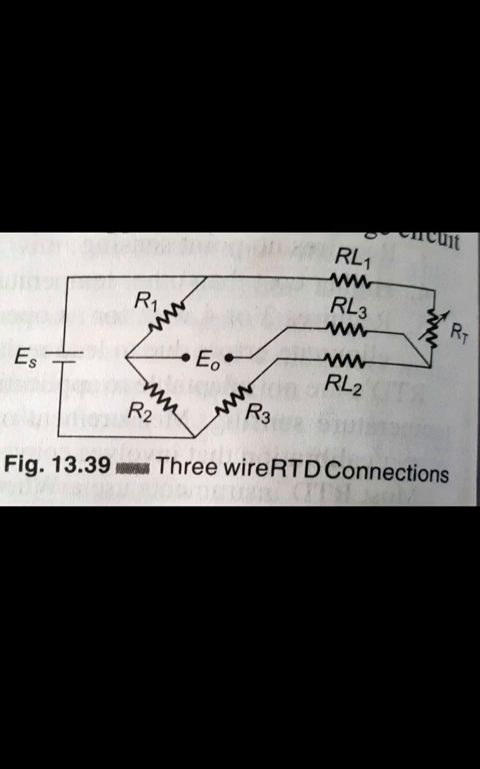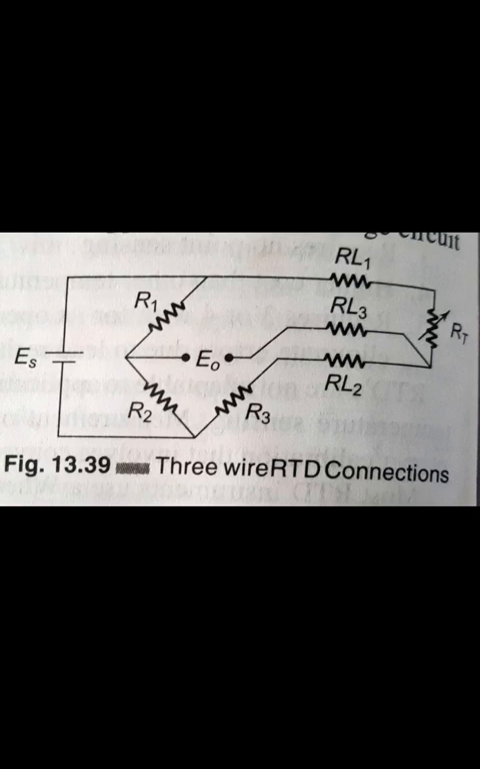The third lead, L3, is connected to the output circuit of the bridge and has no effect on the bridge ratios or the balance. Hence when the bridge is balanced, no current flows through L3 and therefore it has no effect on the bridge balance. This method gives very good accuracy if the lead resistances are matched.